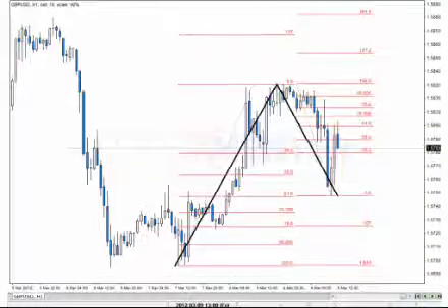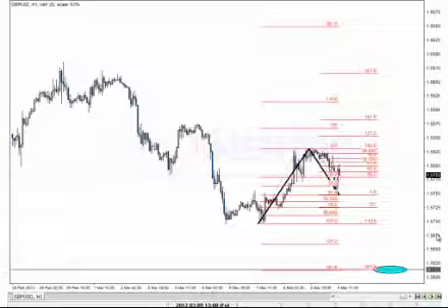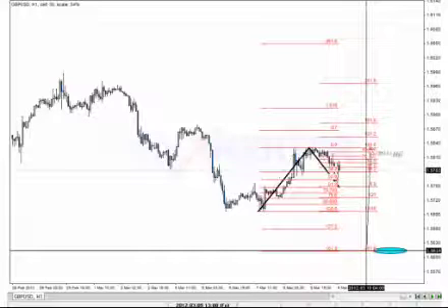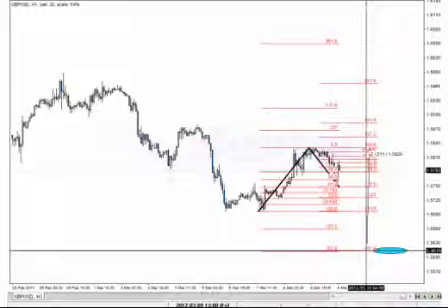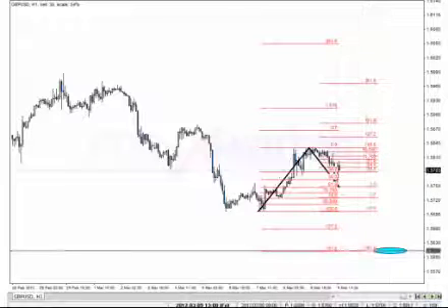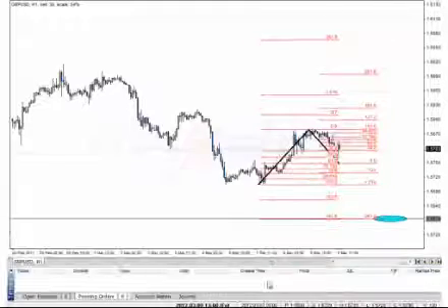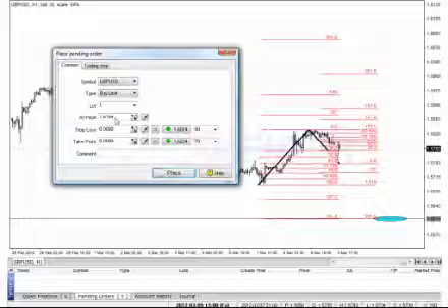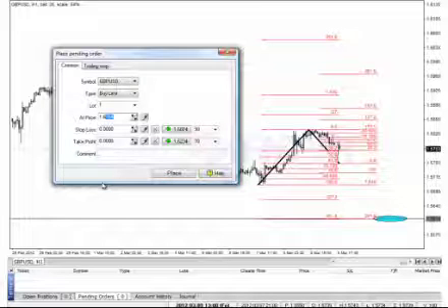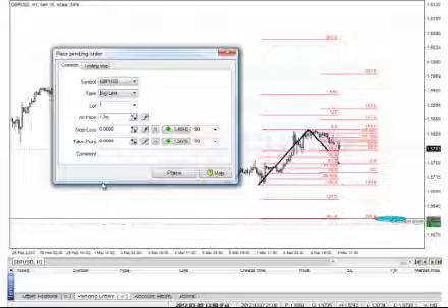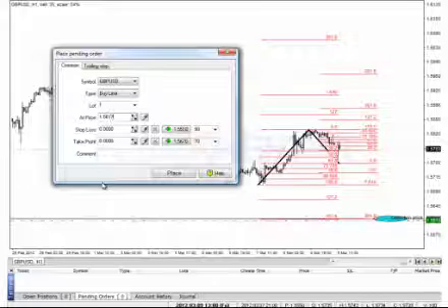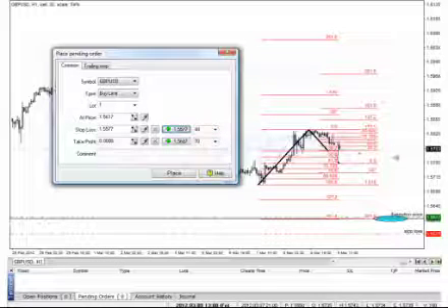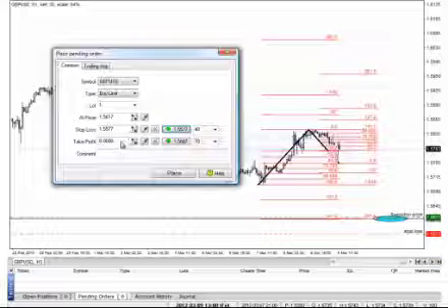So if we have a look at this, I'm just going to compress this and look at this area here. If we use a 40 pip stop and we're going to target up towards the highs here for about 200, so it'll be about 5 to 1 risk reward on the trade. Let's go to our pending orders. I want a buy limit at 56. I'll add the spread in. Let's make it 17, and I'm going to use a 40 pip stop. On the target I want up towards the highs around that 58.20 mark.